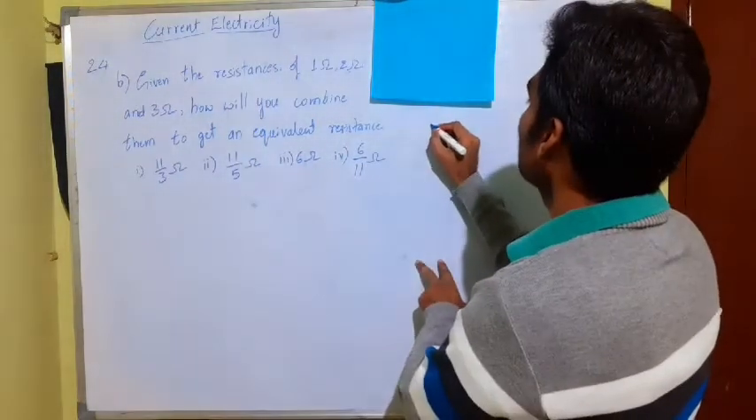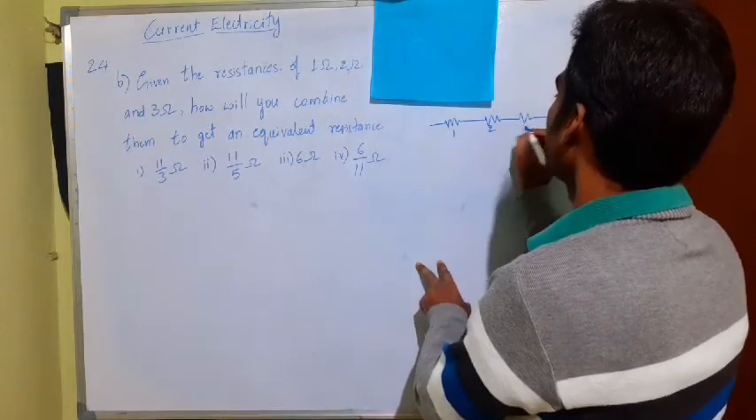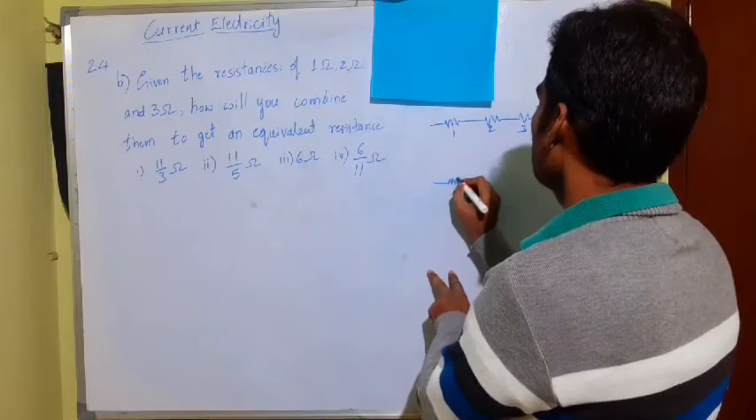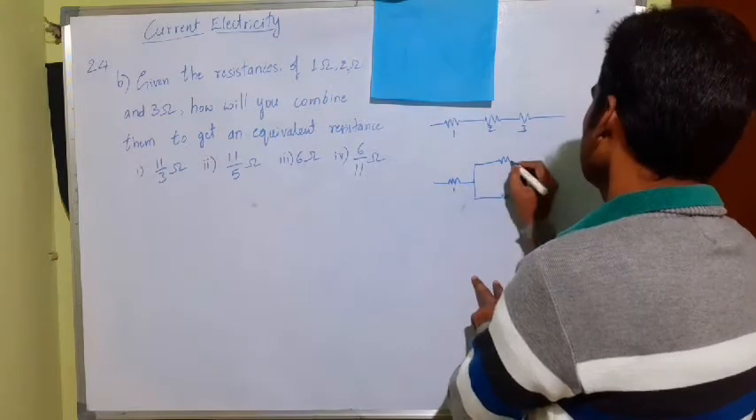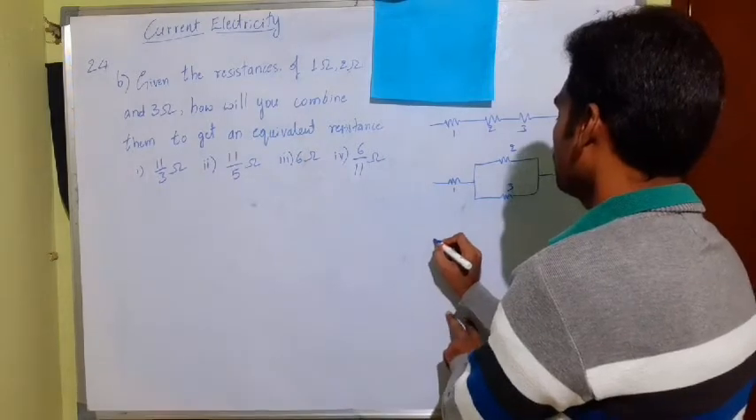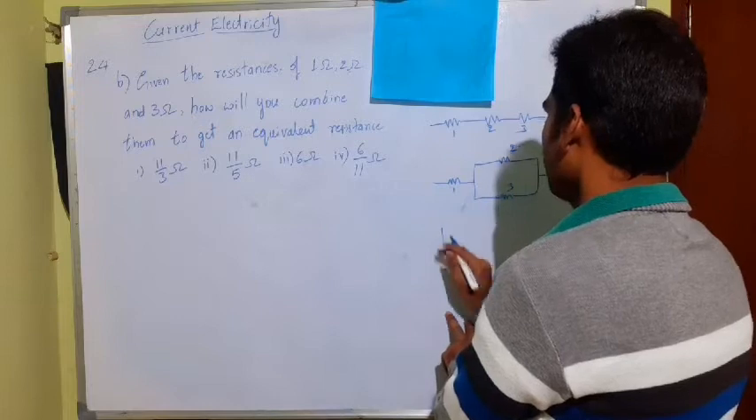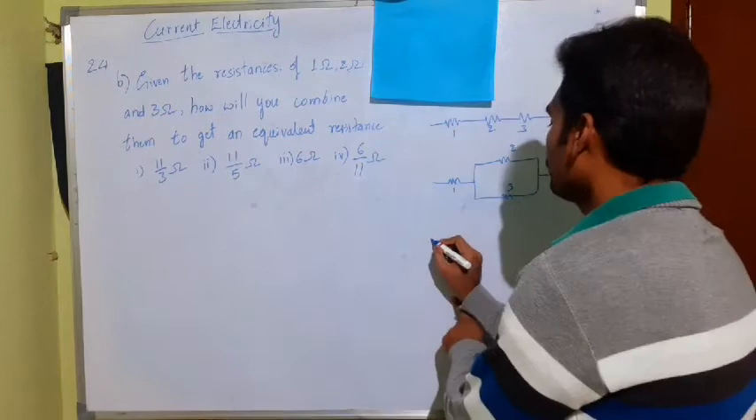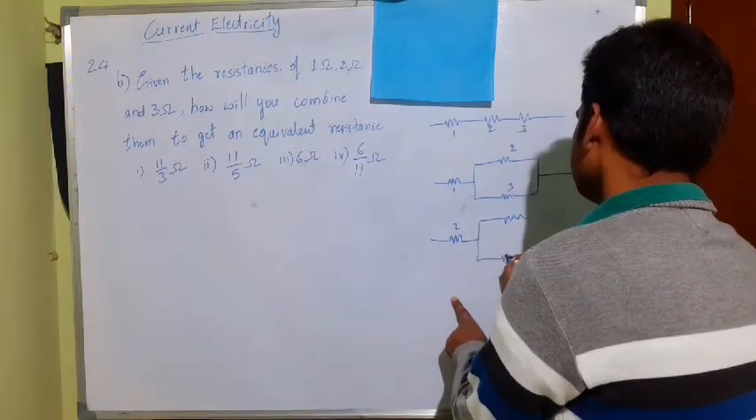The first possibility is 1, 2 and 3 ohm connected in series. The second possibility, 1 ohm in its place but 2 and 3 in parallel. In third, let me go step by step. Let me take 2 here, 2 here and 1 and 3 here.